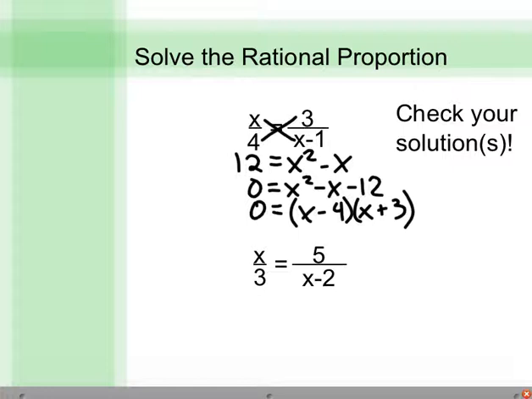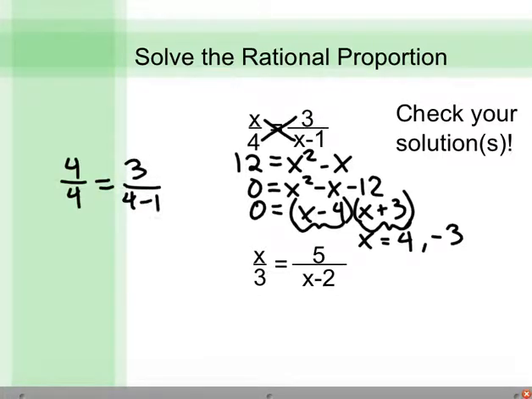Remember, we're multiplying to negative 12, adding to a negative 1. And then we can solve to say, well, this first one has to equal 0, and so does this second one, which means x could be 4, or it could be negative 3. Okay? And now we check our solutions, especially in this case when we have two different possibilities. So let's plug in the 4, and we get 4 over 4 is equal to 3 over 4 minus 1. That's okay. We're not going to get 0 as the denominator. And we plug in negative 3, so we get negative 3 over 4 is equal to 3 over negative 3 minus 1, which also works. Not going to get 0 as the denominator.